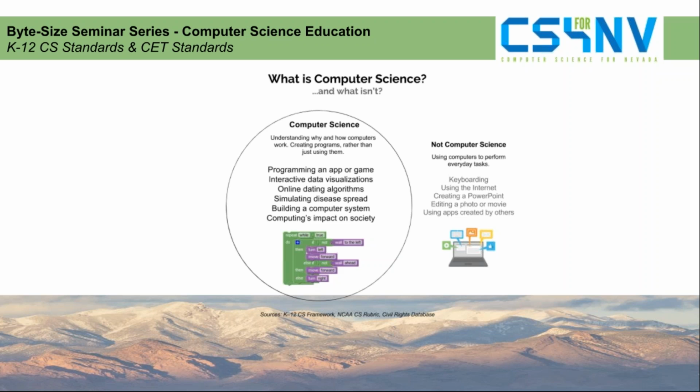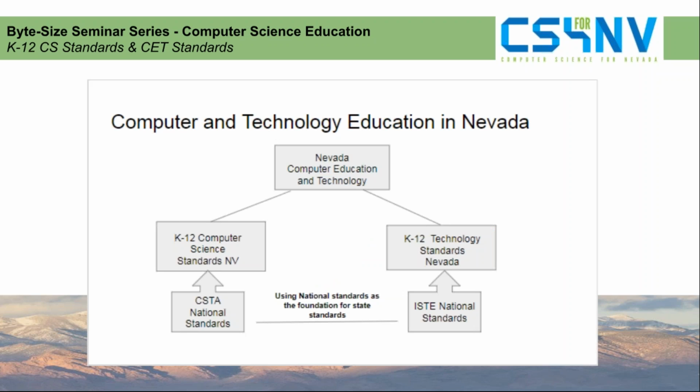What it's not is using computers to perform everyday tasks. That's the use of technology: keyboarding, using the internet for research, creating a PowerPoint, editing a photo or movie, or using apps that are created by other people. That's not computer science. That's the use of technology. These both go hand in hand, but they're definitely not the same. And I showed you how those two are in alignment with computer education.